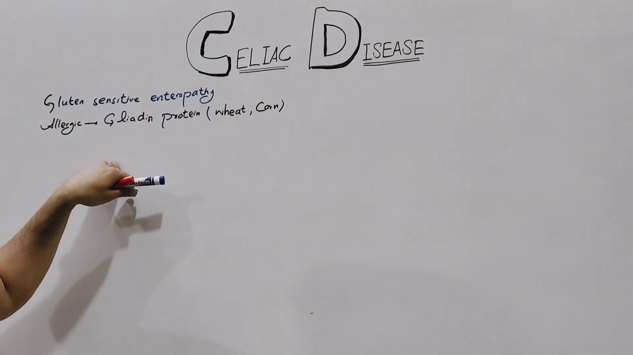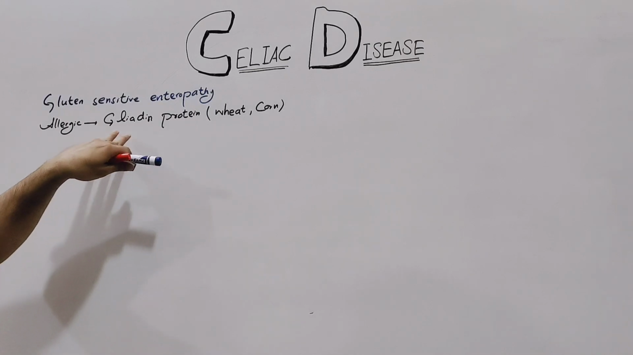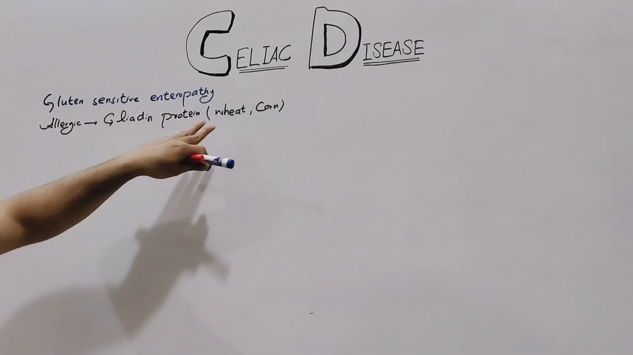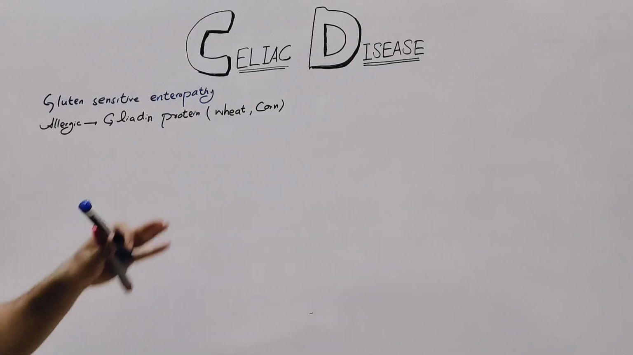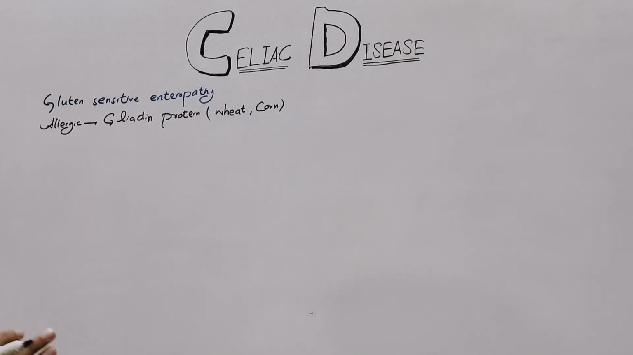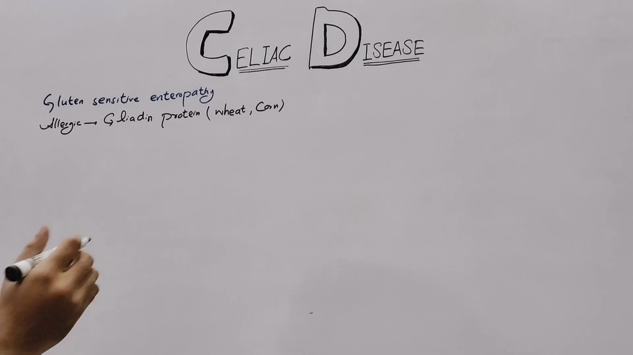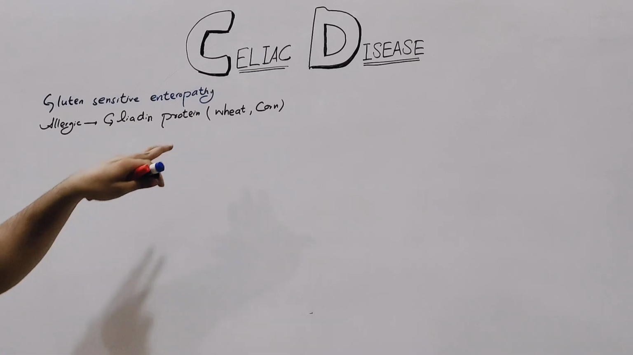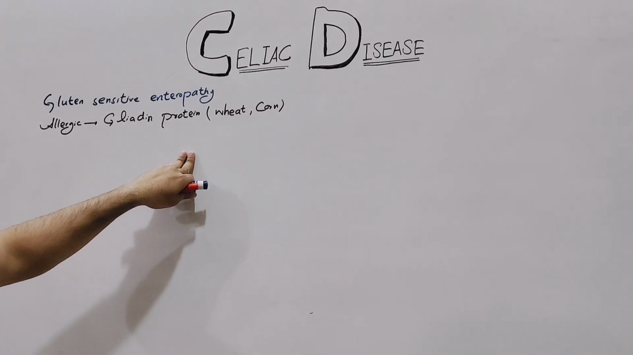When this patient takes gliadin proteins, or takes wheat or corn, the immune system is activated, and the antibodies will destroy the cilia of our GI tract. So in this patient, cilia will not be found if the patient takes corn or wheat anyhow.